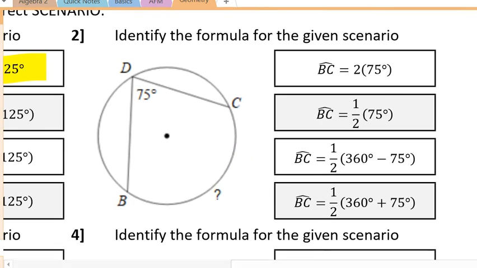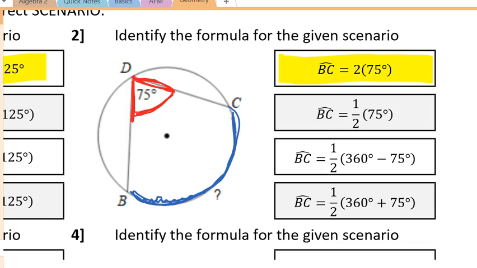Number 2, if we look for our answer choice, we look for what we're trying to find. We're trying to find arc BC. That's this measure right here. Well, how is arc BC related to our given angle measure of 75? Now the 75 we can see is an inscribed angle, and we know that every inscribed angle is related to the arc, that the inscribed angle is half of the arc, or conversely that the arc is equal to 2 times the inscribed angle. So looking again, the arc would be twice as many as 75, so we're going to again choose our first option here.